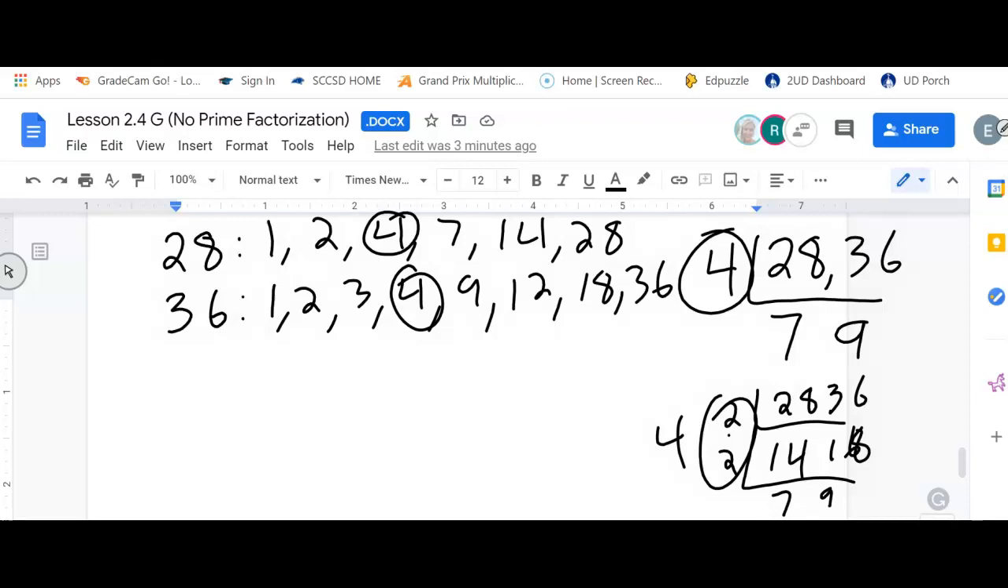So again, on your homework, if it says prime factorization, please use the ladder method. Do the best you can. We are going to continue coming back here tomorrow.